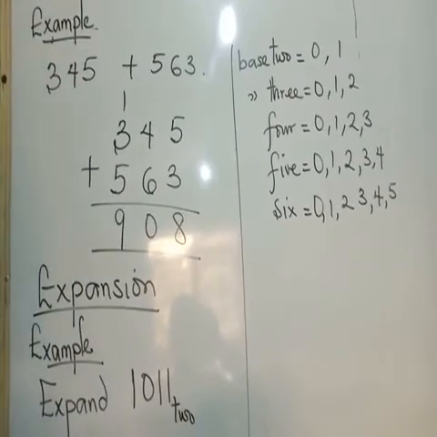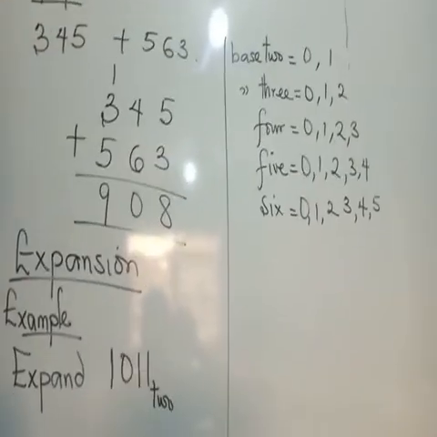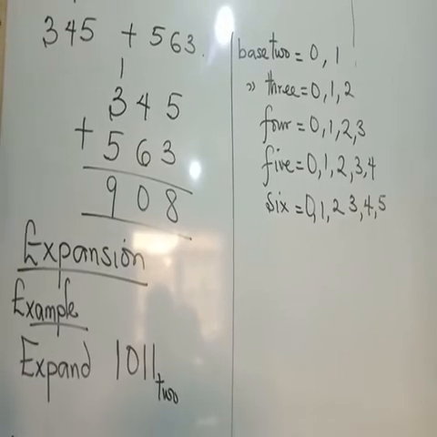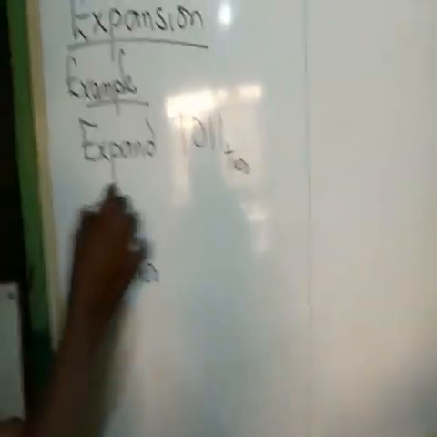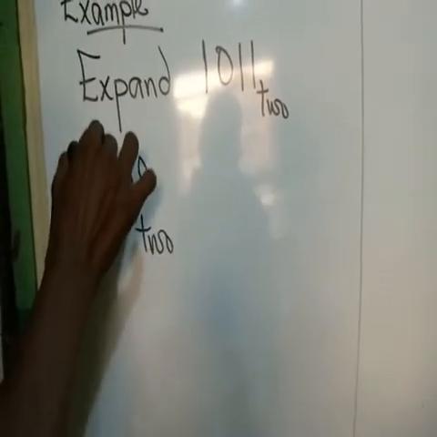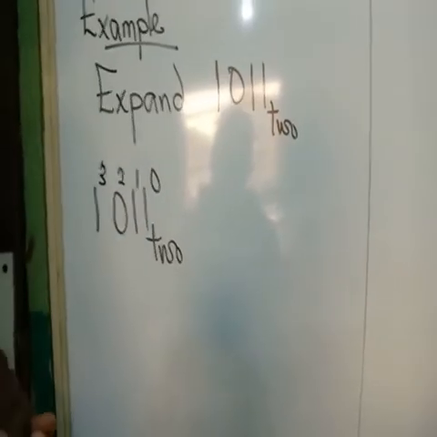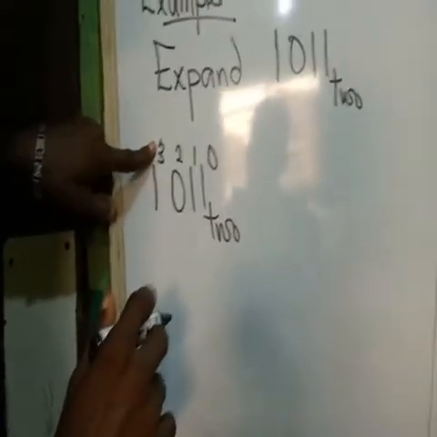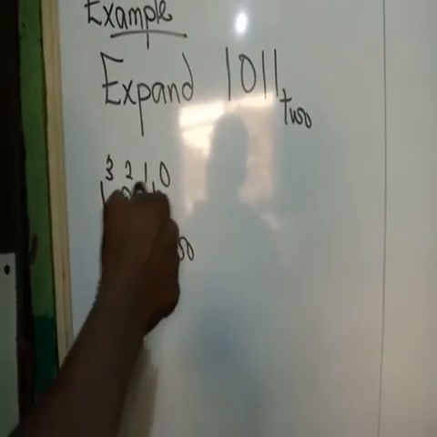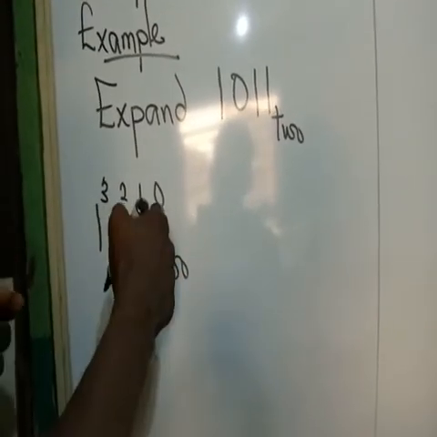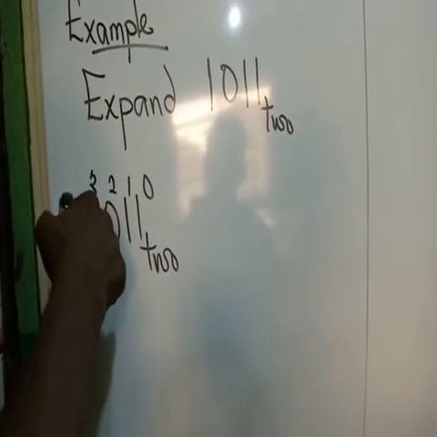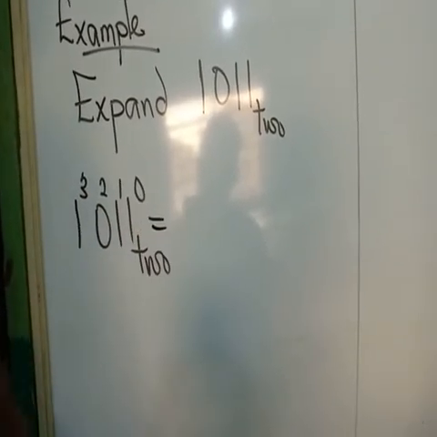Now, in order for you to expand, this is how you go about it. You write 1011 base 2. Then the next thing you do is you apply your power. 0, 1, 2, and 3. The highest power is 3 here. The first one is 0, because when you write your digit, the first digit is 0. 1, 2, and 3.